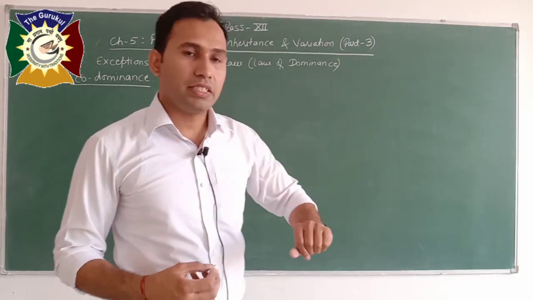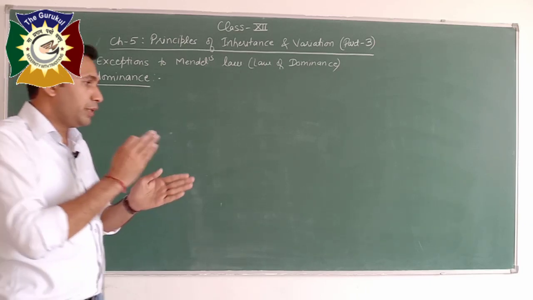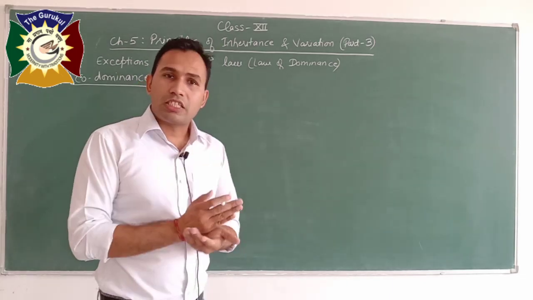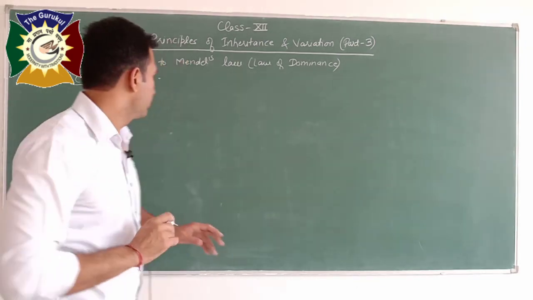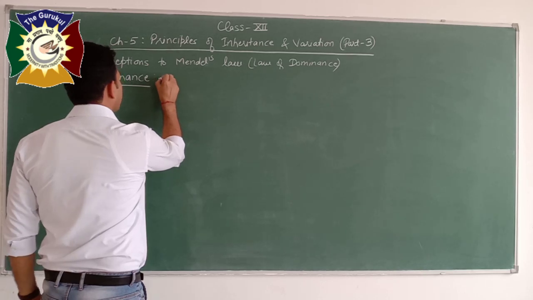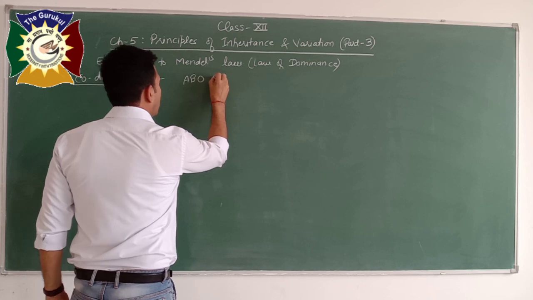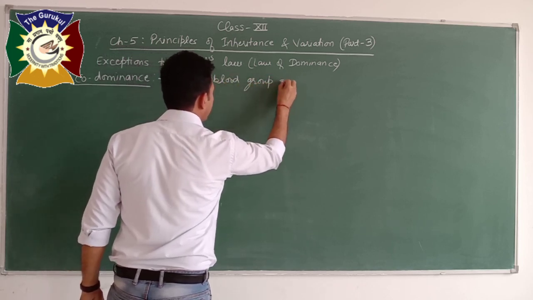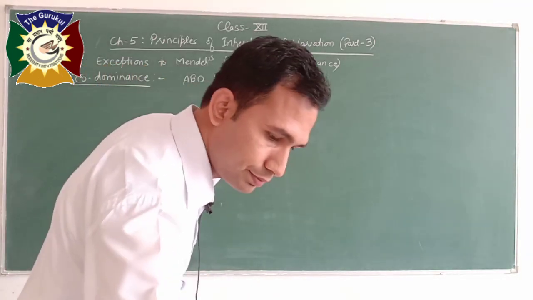So in this case, both the alleles may be codominant, or we can say both the alleles will express independent of the presence of another one. So the example of this codominance is the ABO blood group system.